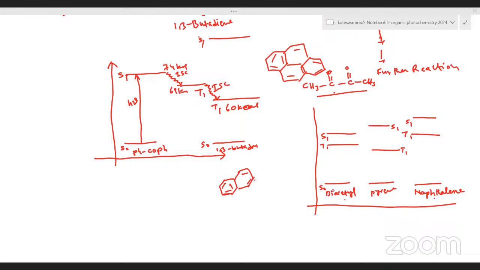First, this is the photosensitizer. The biacetyl is excited from S0 to S1. Then it undergoes intersystem crossing, and the T1 state of that biacetyl is obtained. Then this T1 state will not come back to the S0 state of biacetyl. There is energy transfer from the T1 of biacetyl to the T1 of pyrene. Therefore, the pyrene triplet state is obtained instead of naphthalene. Understand?